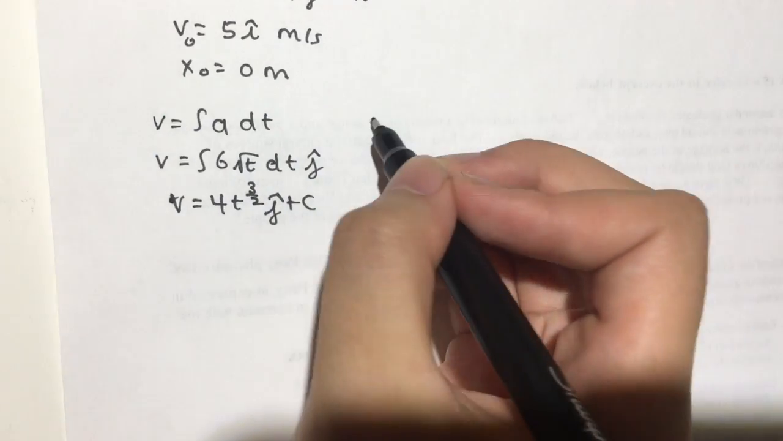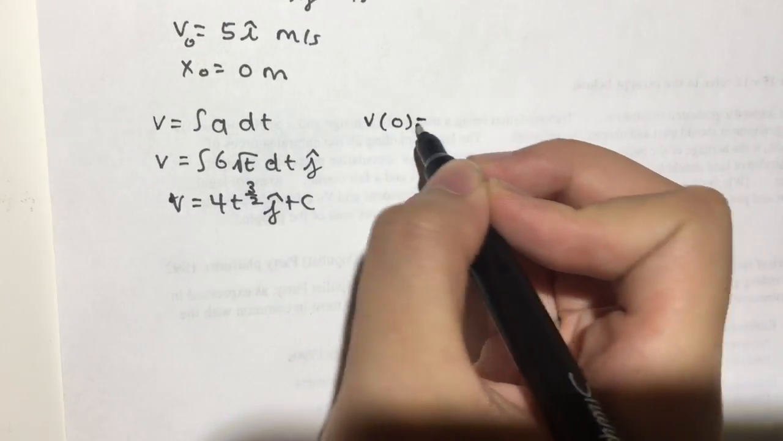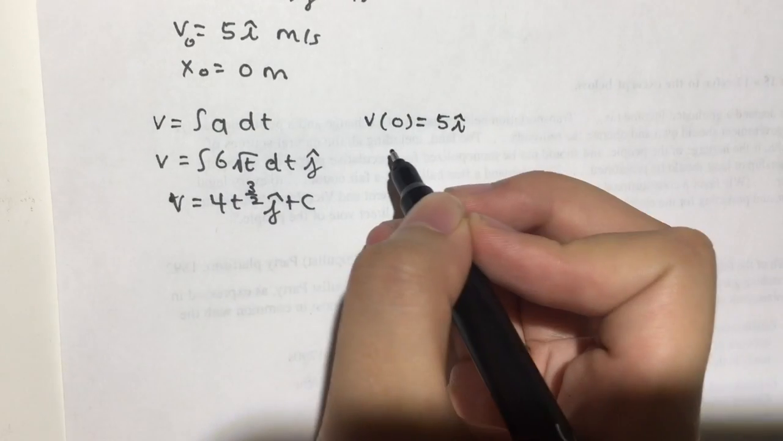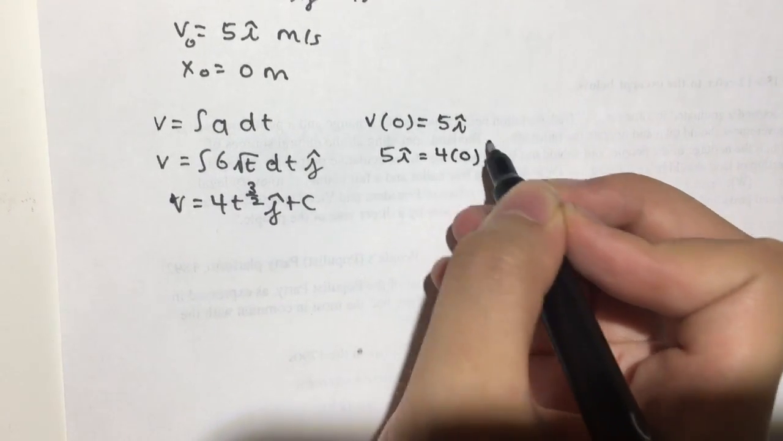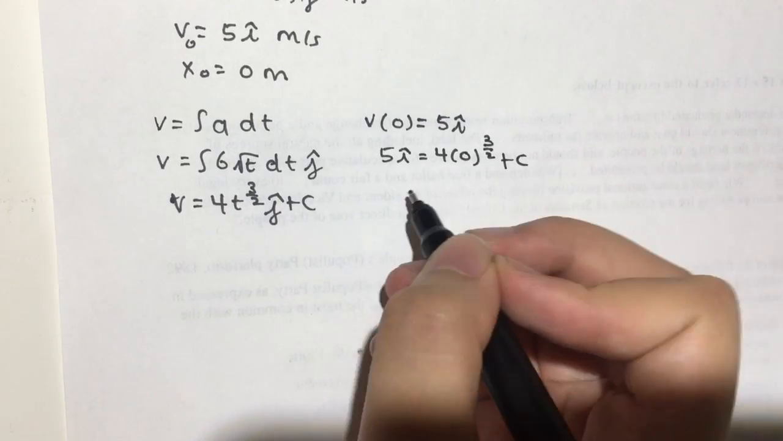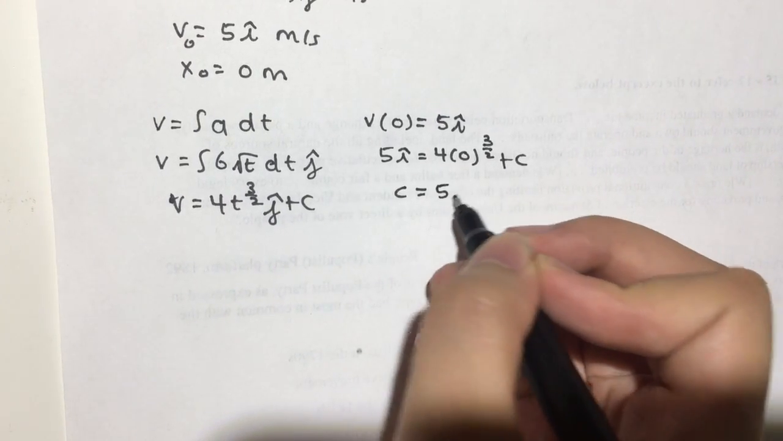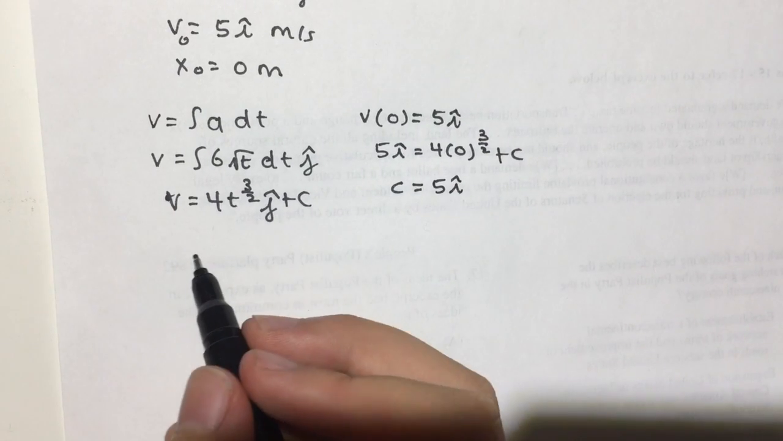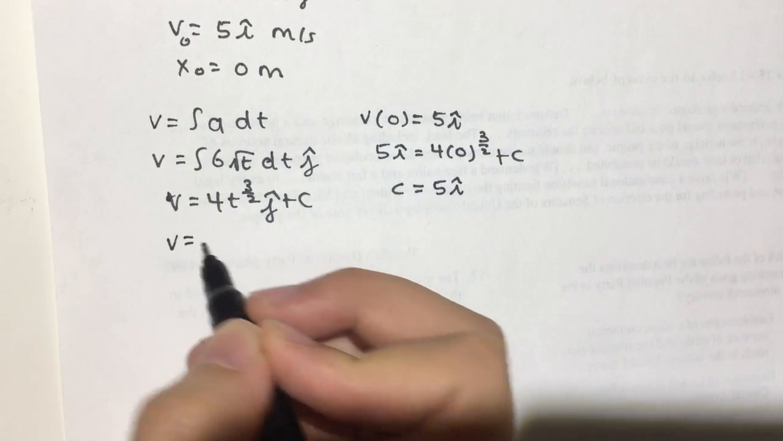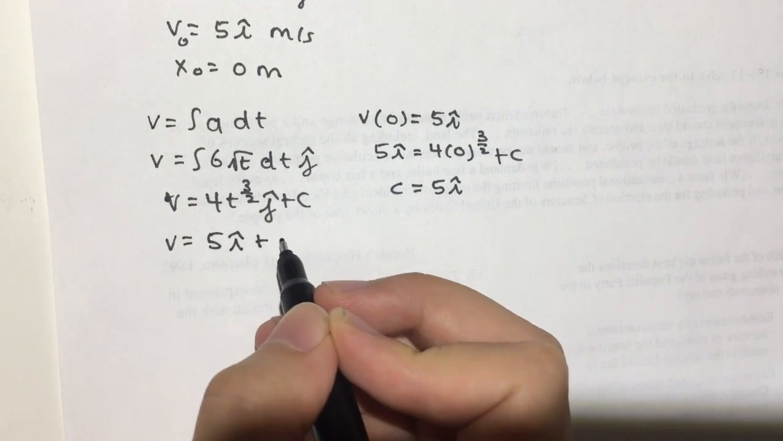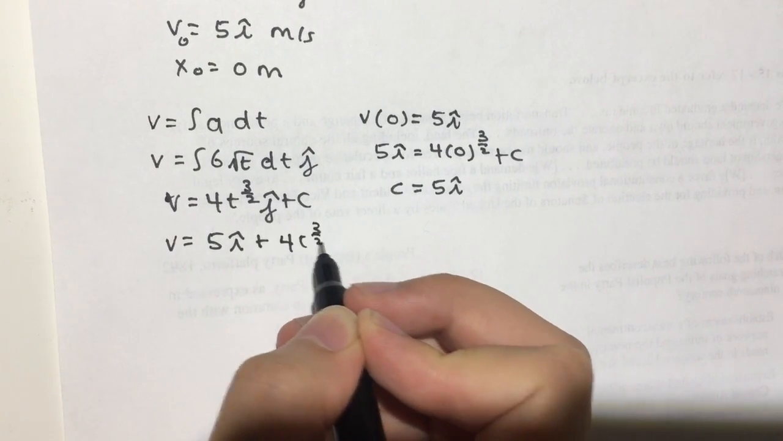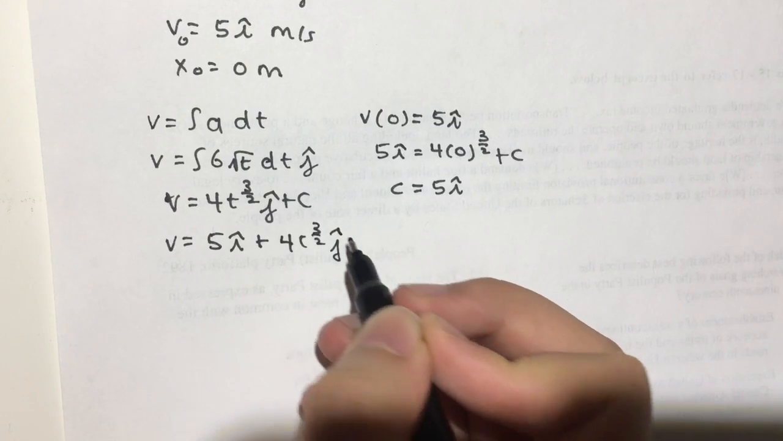We can solve for the constant using the initial condition, which we're given here. v of 0 equals 5i. 5i equals 4 times 0 to the 3/2 plus c, which gives us c equals 5i, which we can add into this equation in order to get the velocity equation: v equals 5i plus 4t to the 3/2 j.